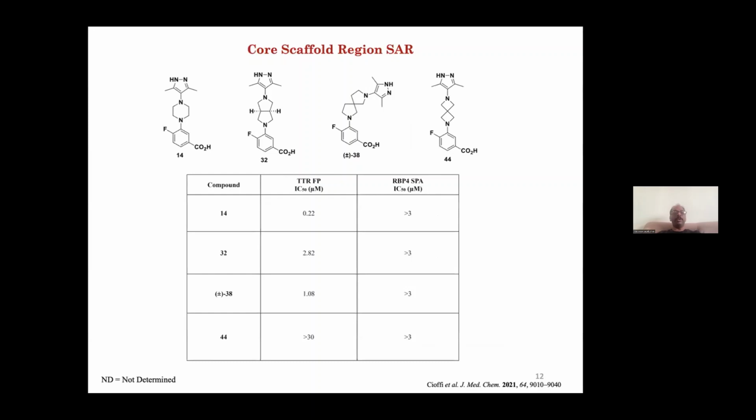Then we have done some structure-activity relationship by changing the groups in the mid region, replacing the piperazine region with this bicyclo compound and this spiro compound. But out of all these, compound number 14, the piperazine, shows the best activity.